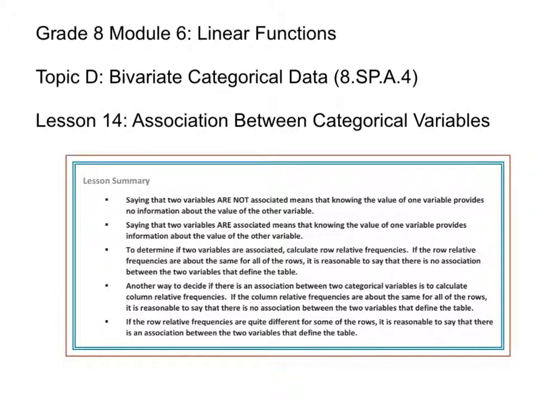If the row relative frequencies are quite different for some of the rows, it is reasonable to say that there is an association between the two variables that define the table. We will now go through the exit card associated with the lesson.